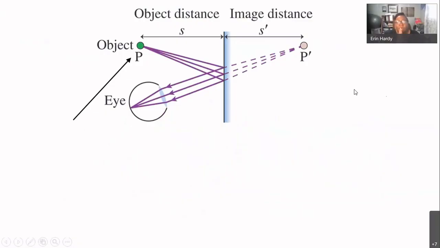Let's keep going. This slide walks us through how we can use ray tracing to determine where an image shows up, or in this case, why an image shows up where it does, because we've all got experience looking at a flat mirror and seeing an image of ourselves that seems to be behind the mirror. We know that the mirror is reflective but opaque, so the light rays are not actually going through the mirror.